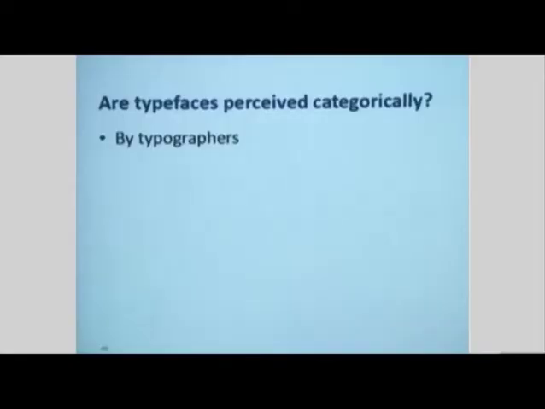So the natural question is, if faces, which don't have a natural continuum but are multi-dimensional, like typefaces, which vary in terms of contrast, stress, x-height and so on, so they might be like faces, which vary in many ways as well, might typefaces be perceived categorically, and might that be by typographers? Because maybe there's an element of training in this, in the same way that musicians are trained.